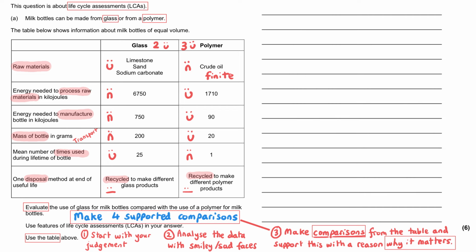So I'm going to make a decision that the polymer is the best, just because we need to make a decision and it doesn't really matter what I pick. And I'm picking it because it's got more smiley faces. And so you begin with your judgment, and your judgment should say that overall, I think that polymer is the best choice for the milk bottle because it has the least impact on the environment.